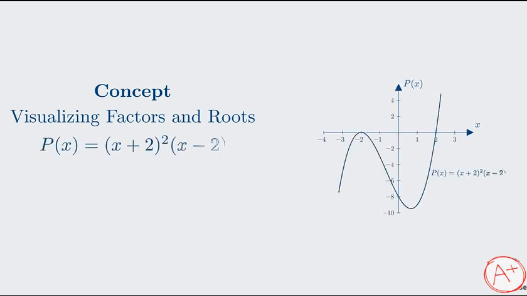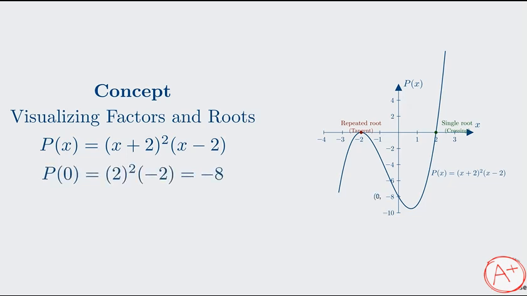Understanding the link between the factor theorem and the graph of a function is vital for A-star students. When we factorize p of x as x plus 2 squared multiplied by x minus 2, we can predict the graph's shape. Because x plus 2 is a repeated factor, the graph does not cross the x-axis at x equals negative 2. Instead, it is tangent to the axis, meaning it just touches it. We call this a repeated root. In contrast, x minus 2 is a single factor. This means the graph crosses the x-axis at x equals 2, which is a single root. The y-intercept is found by calculating p of 0, which gives us negative 8. Visualizing these points helps you verify your algebraic work during the exam.